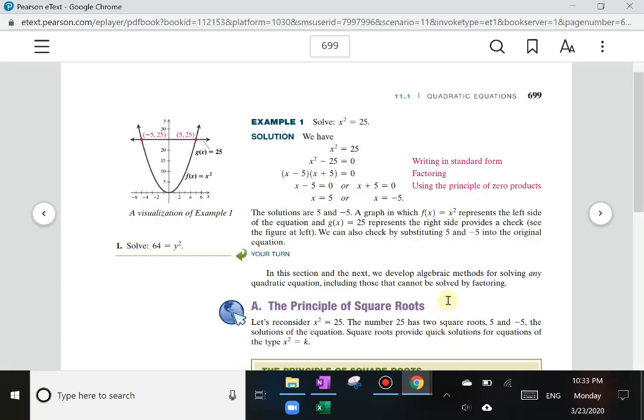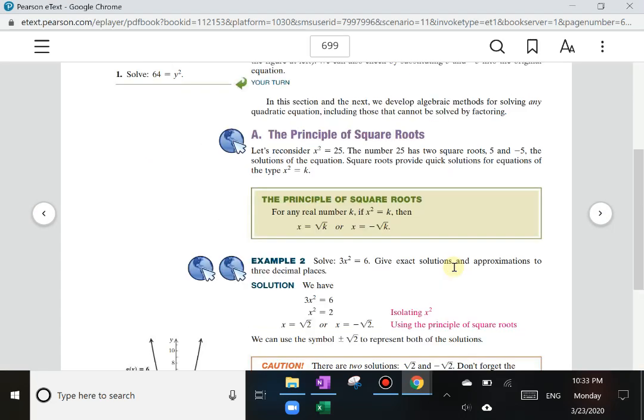This would be on page 699, right in here. So here's what we call the principle of square roots, which goes for any real number k. If x squared equals k, there's your quadratic equation. It's probably the simplest quadratic equation you can find because there's only one squared term. Then x would be equal to the positive square root of k, or x equals the negative square root of k. So there you go. That's called the principle of square roots.